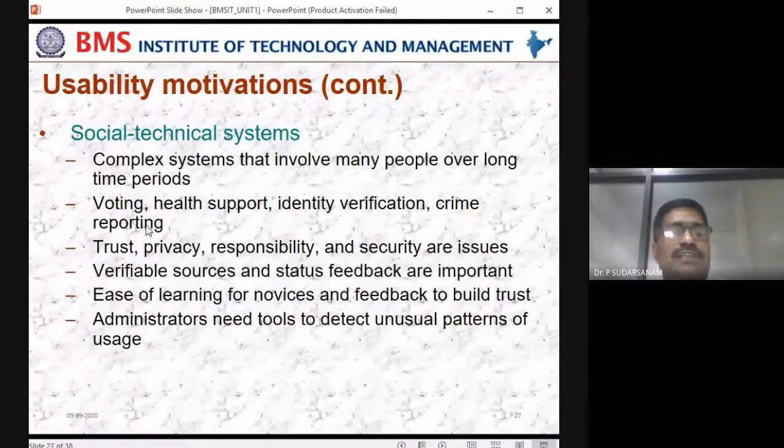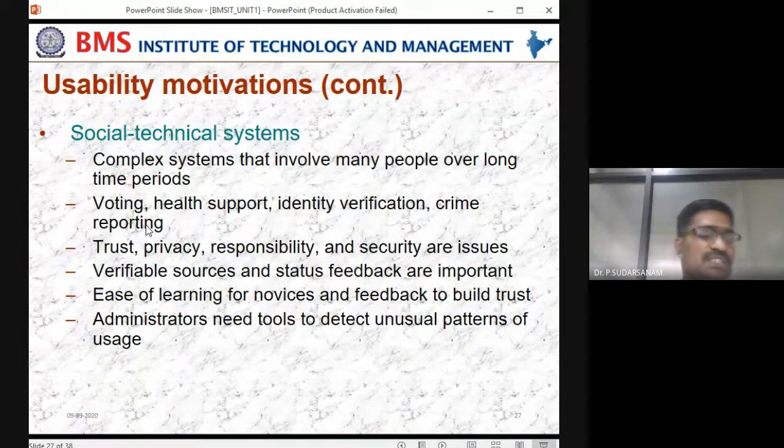Next are some of the examples they have given in social technical environments. Here are voting, health support, identity verification, crime reporting, all these things. These they brought in first itself. See, the voting system has been there from the beginning, just for identification to put the vote. All these are social technical systems. Nowadays they have even brought the EVM machines.